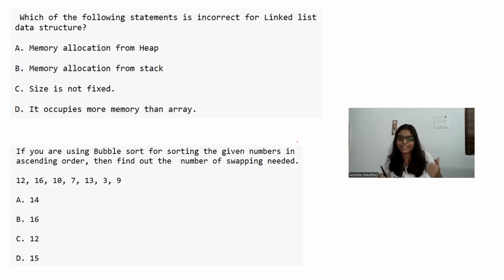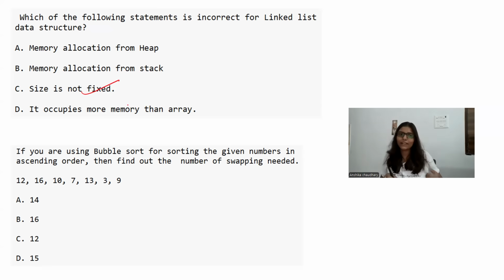I told you, data structures play an important role in your Capgemini exam. Okay, so which of the following statements is incorrect for the linked list data structure? Options: memory allocation from heap, memory allocation from stack, size is not fixed, it occupies more memory than array. Which statement is incorrect? So, size is not fixed. Yes, we know. That's why we use linked list, because in array we have a fixed size.